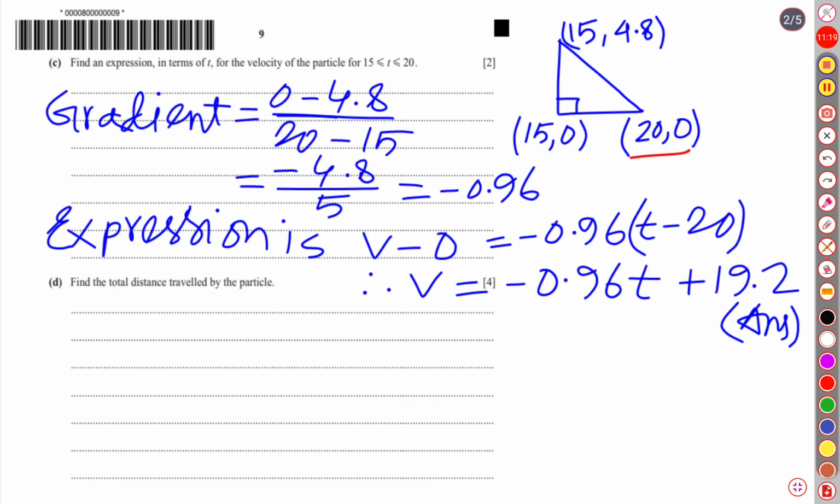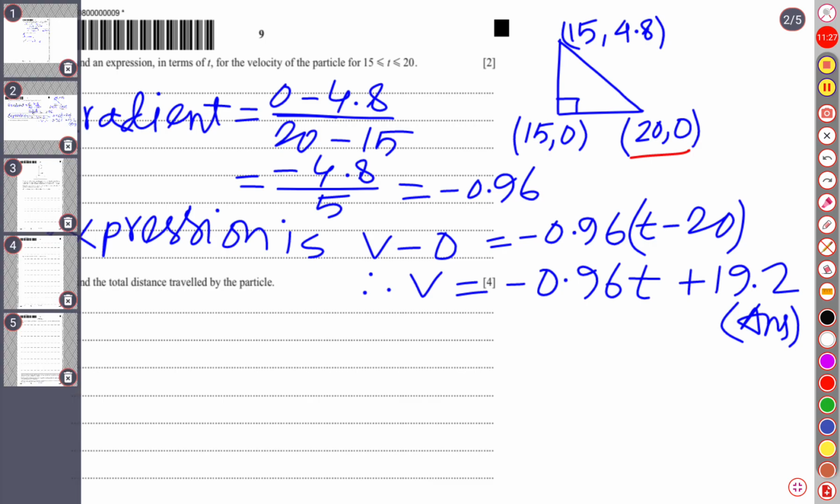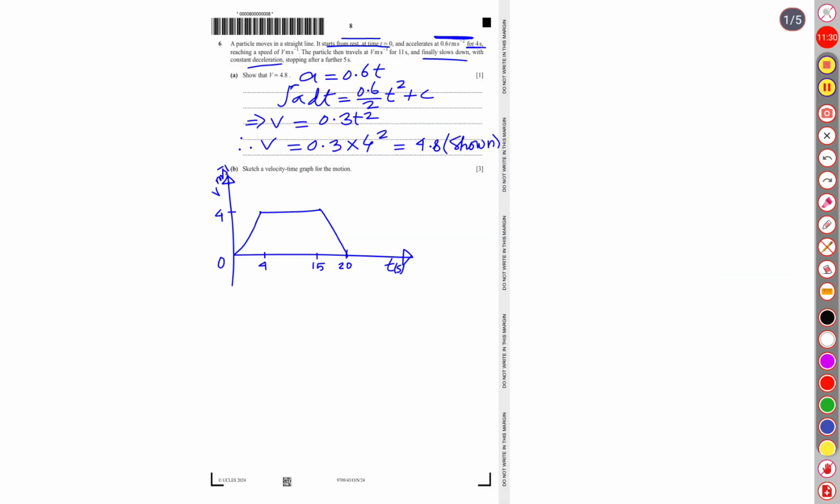Well, the final question says to find the total distance traveled by the particle, and if we look at the graph, there are three segments. The first segment is from 0 until 4 seconds. The second segment is 4 until 15 seconds. Then the third is 15 until 20.